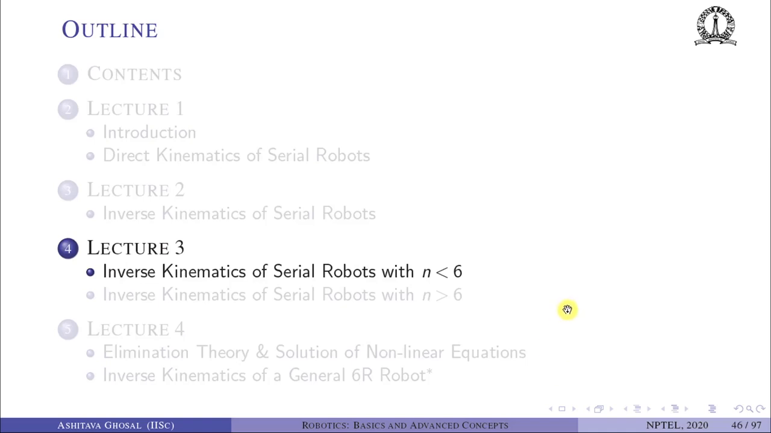Okay, so with this, I will stop. In the next lecture, we will look at two special kinds of serial robots, one in which the number of joint angles is less than 6 and the number of joint angles is greater than 6.